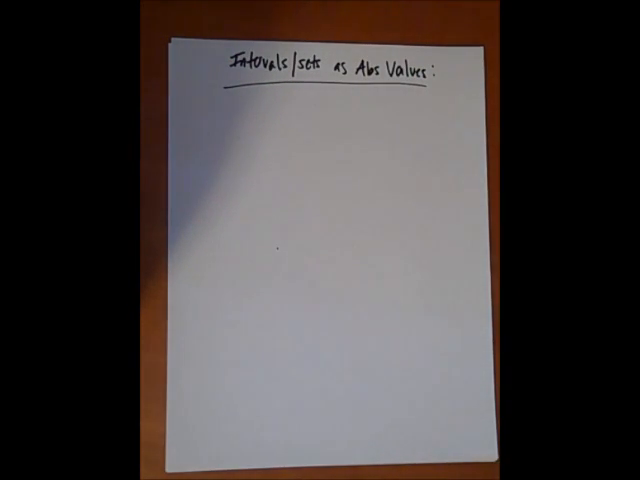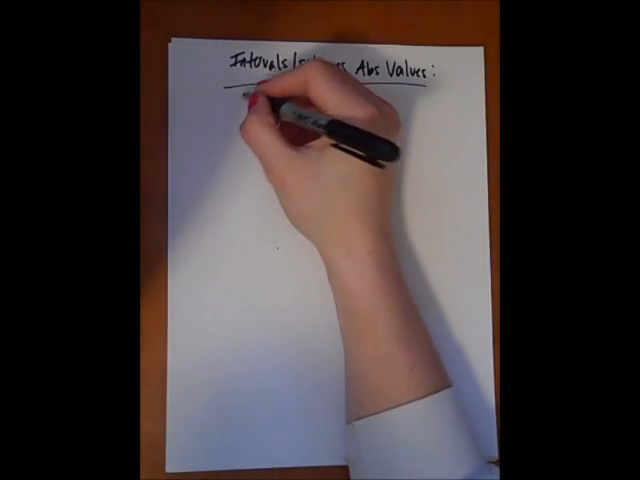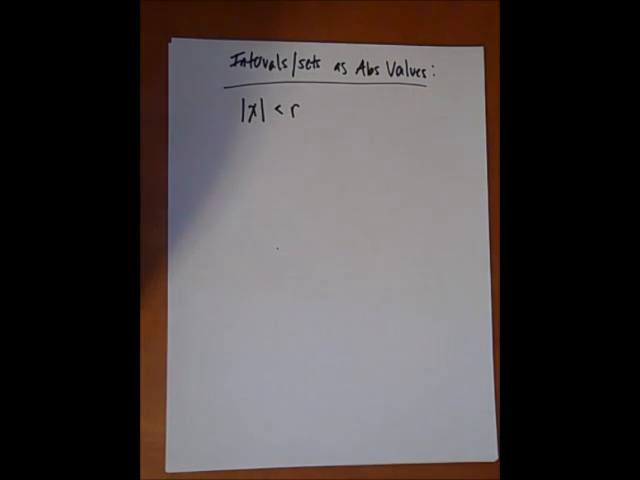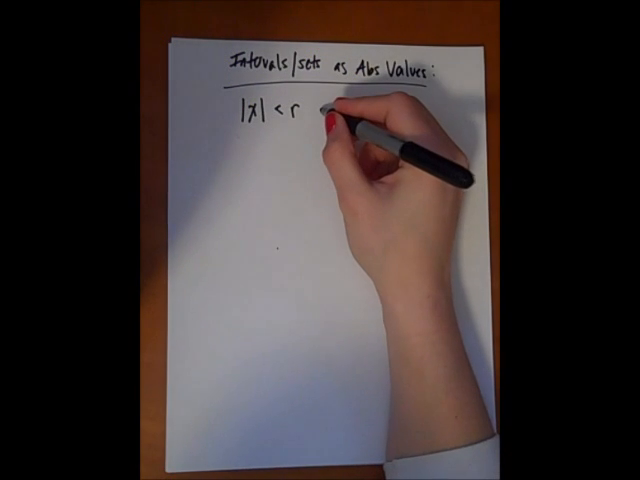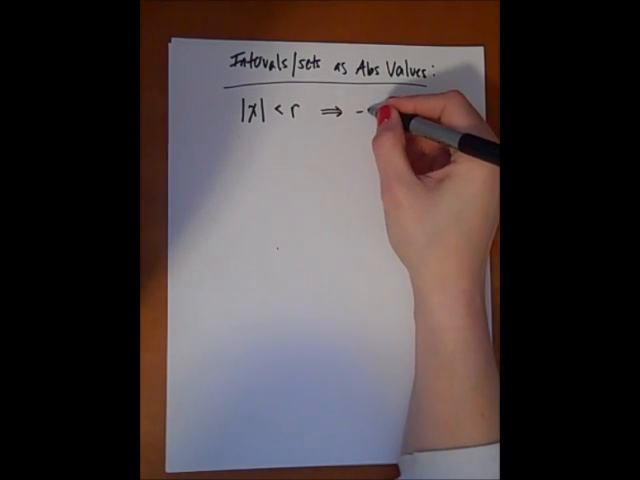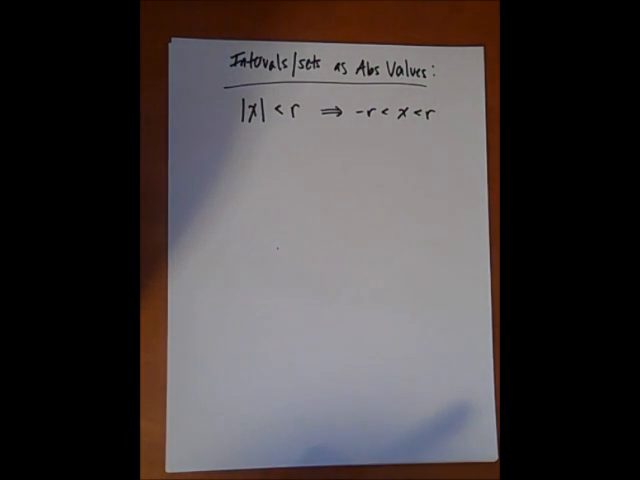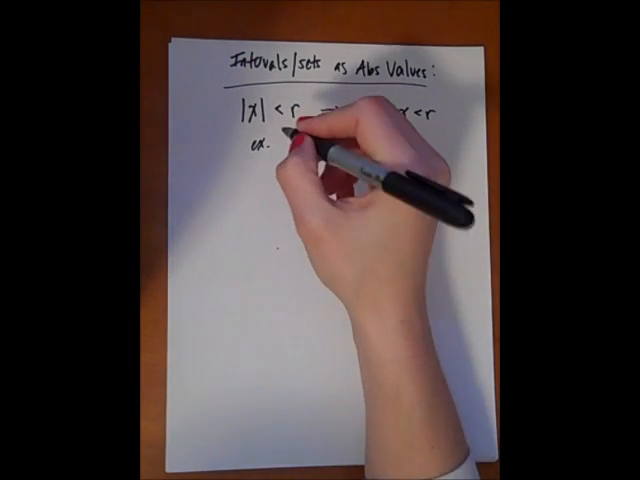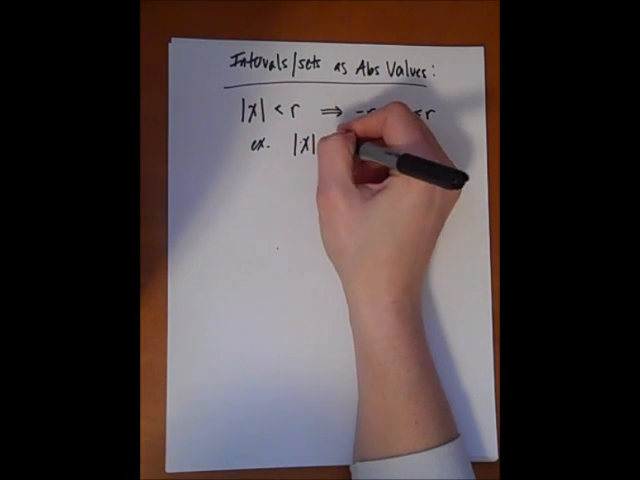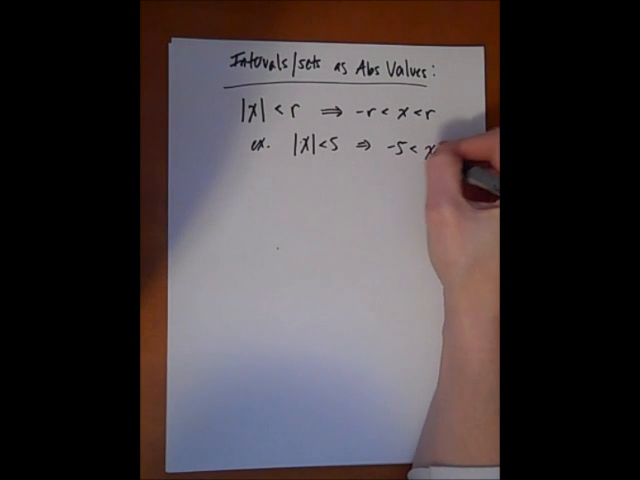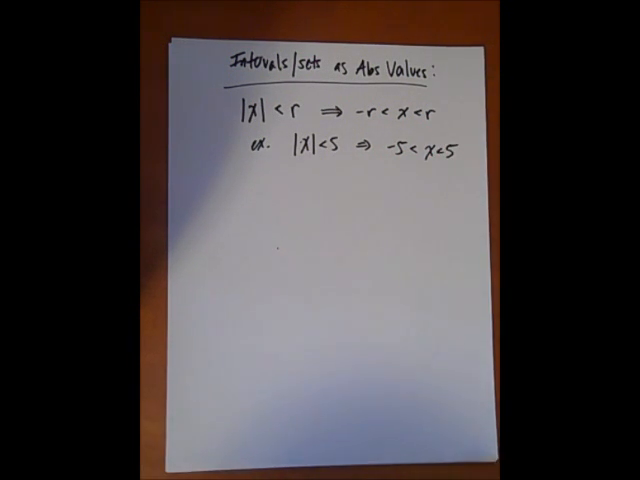I think it's good to start off with saying what does an absolute value really mean to say that it's less than a number. So if I were to say that the absolute value of x is less than some number r, where x is our variable, what does that really mean? Well, what this means is that x is between negative r and r. So, for example, to say that the absolute value of x is less than 5 is the same thing as saying that x is between negative 5 and 5.